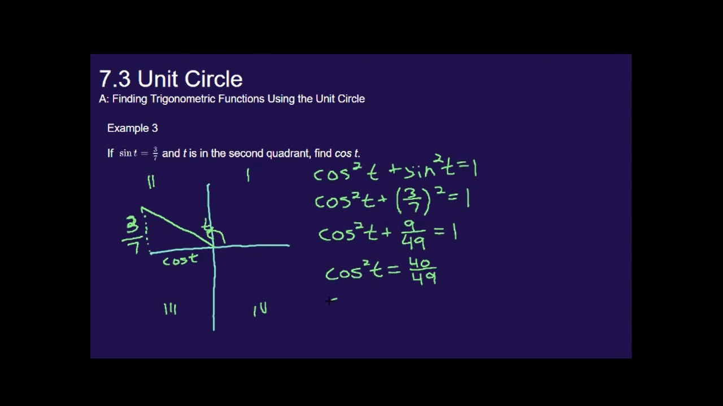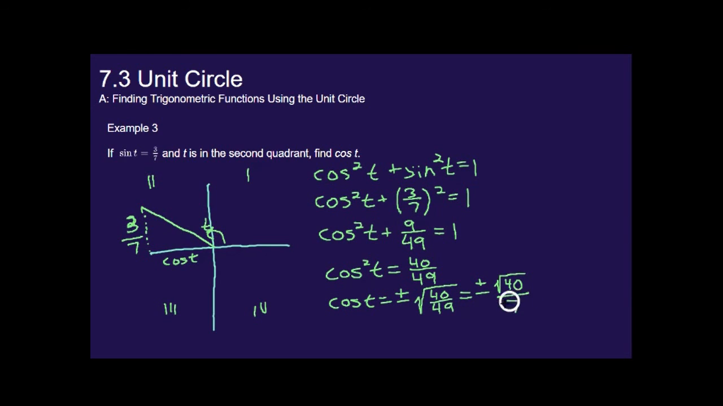both sides. Cosine of t is equal to, now remember, when I take the square root of both sides, I need to do plus and minus the square root of 40/49. Okay, now I need to simplify this even further. I don't want a bottom number of a fraction to be square rooted, so that's going to be plus and minus the square root of 40 divided by, and we know that the square root of 49 is 7.